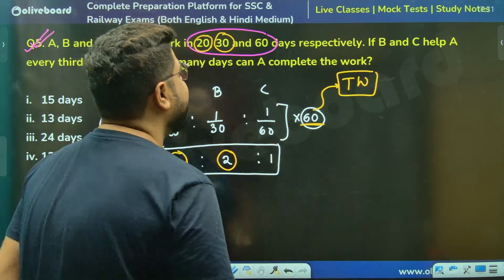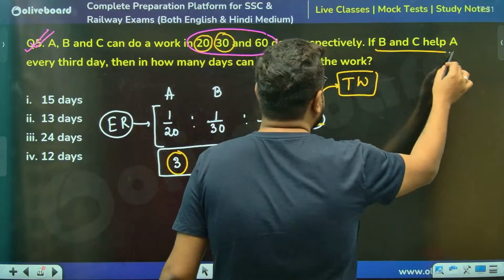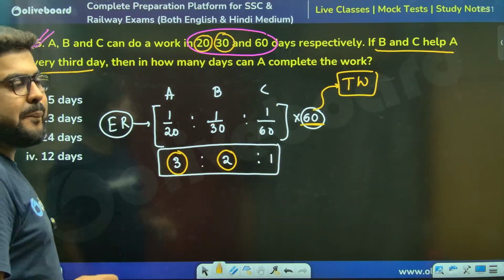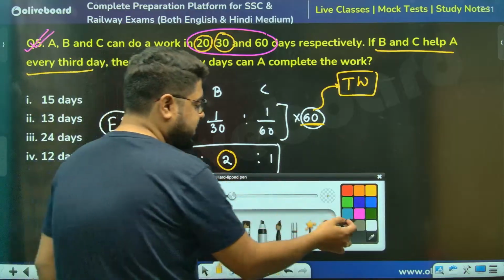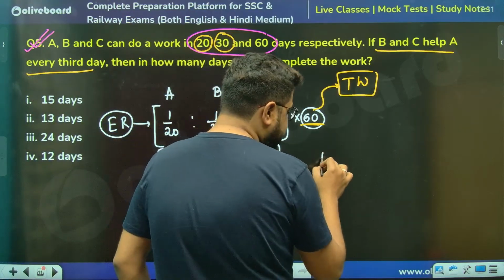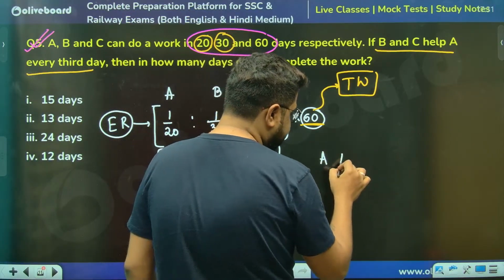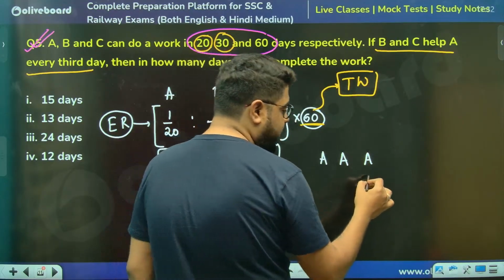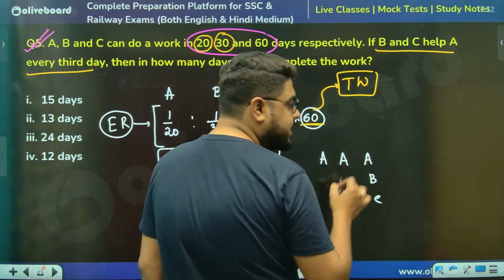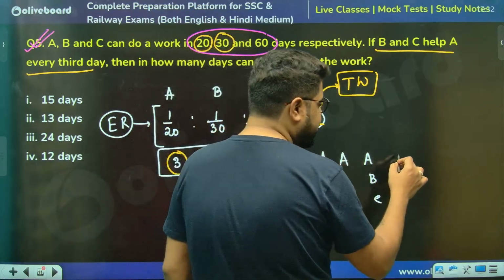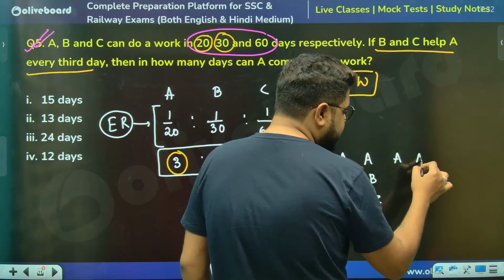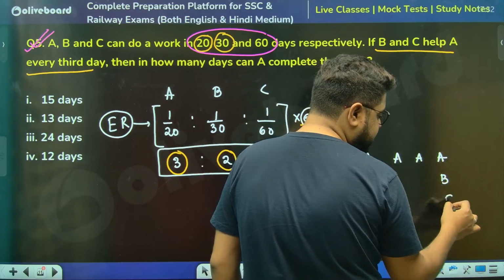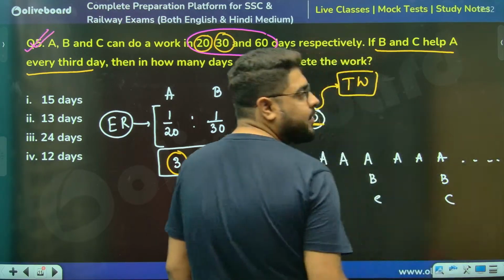Now what is happening? B and C help A every third day. Meaning, sir, make slots. A is doing the work first day. A is doing the work second day. On third day, A is getting help from B and C together. Again, fourth day A is working, fifth day A is working. Sixth day, again B and C come. And this is how things are going on.